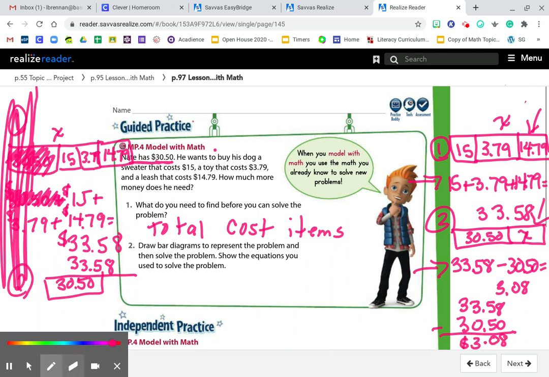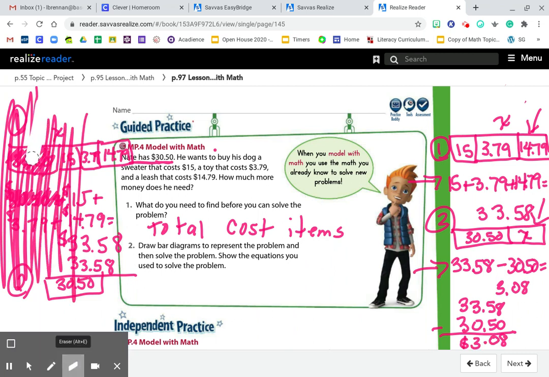So, oops. Oh my goodness. My touch screen is being silly today.